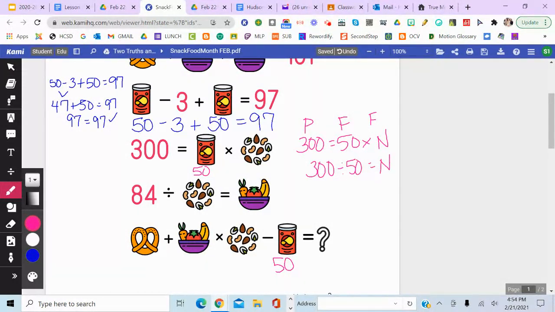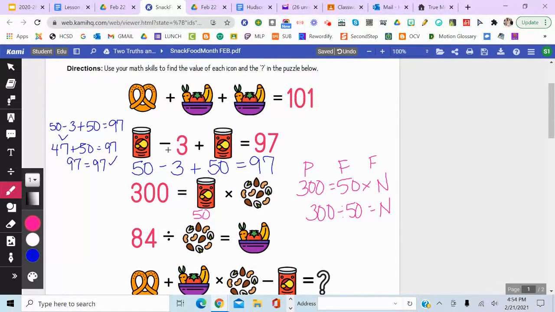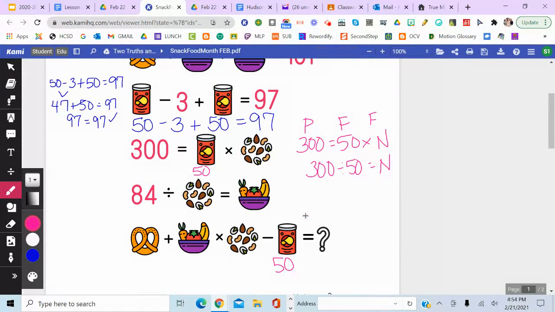So remember, fact families are going to be very helpful when we have to rearrange numbers, because believe it or not, friends, you're doing algebra when you're solving these puzzles, because I could put an X here or a Y here or a Z here, and you would be doing algebra. You are doing algebra, which is part of the reason why we're doing this, because our algebra unit is coming very soon. So 300 divided by 50.